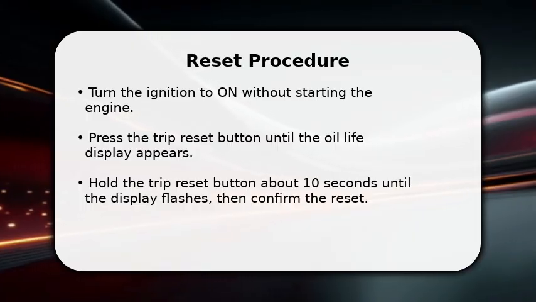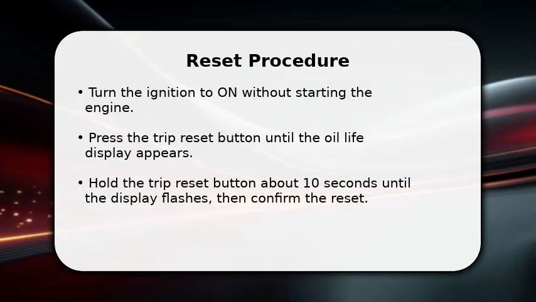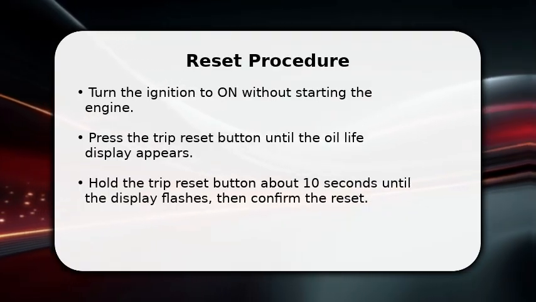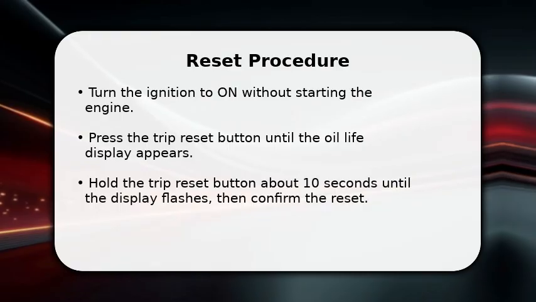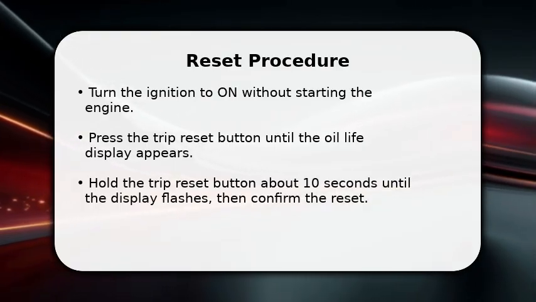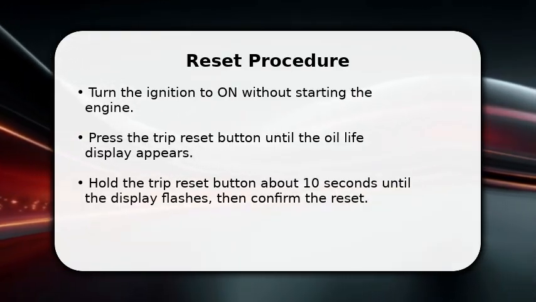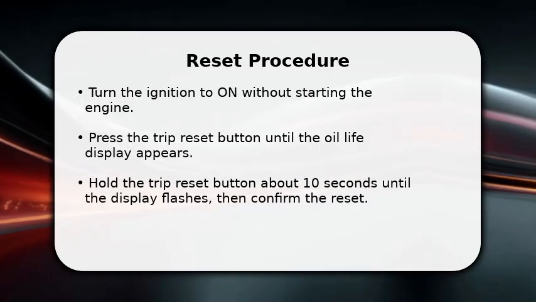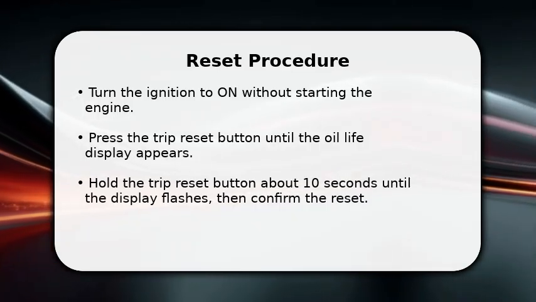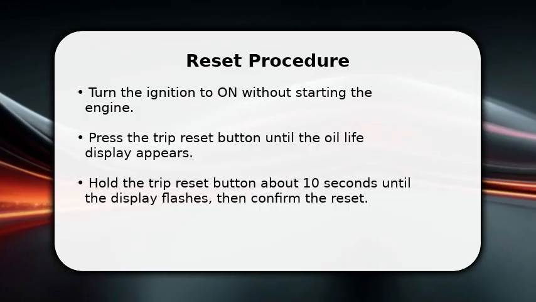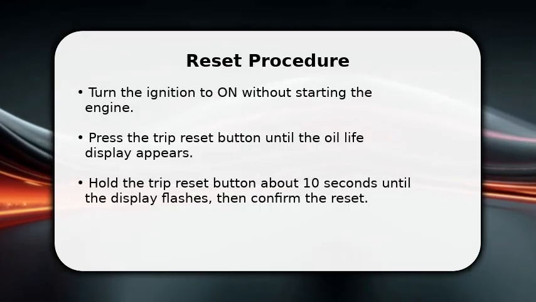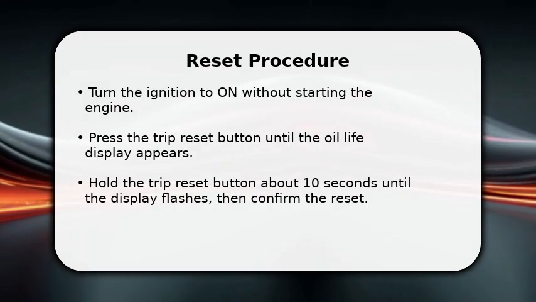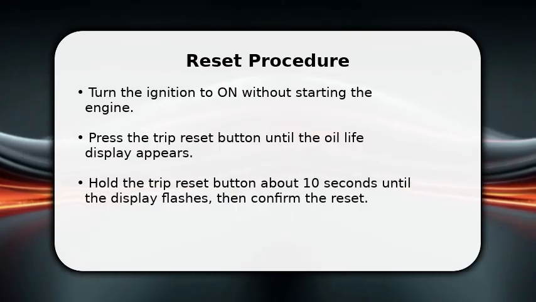In this video, I will show how to reset Nissan Murano after oil change. Turn the ignition to on without starting the engine, then press and hold the trip reset button until the oil life display appears and begins to flash. Release the button briefly and press it again to set the display to 100% or clear the maintenance indicator. Confirm the reset before turning off the ignition.